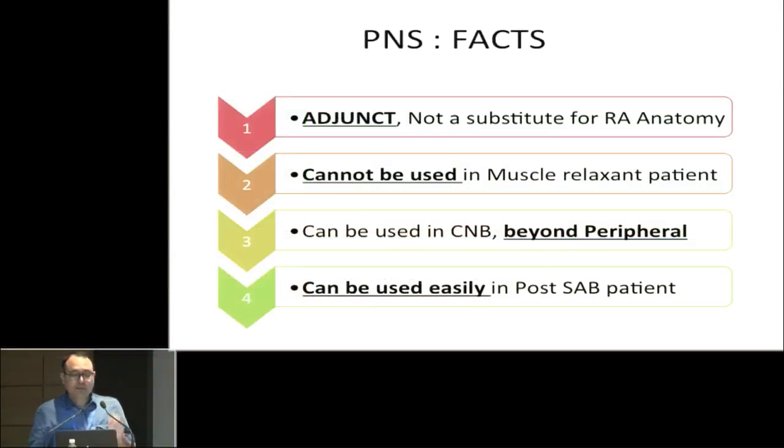So, ladies and gentlemen, the PNS is an adjunct only. It is not a substitute for regional anatomy knowledge. It cannot be used if the patient is getting skeletal muscle relaxation. It can be used in central neurological blockade, beyond peripheral. So you can use it in the paravertebral block, you can use it in the caudal epidural, you can use it to check where the epidural catheter is, whether in the subarachnoid space, the subdural space, or somewhere else. But remember, it can be used easily post-operatively. If the patient is getting spinal anesthesia, you can still perform your femoral nerve block for post-operative analgesia.